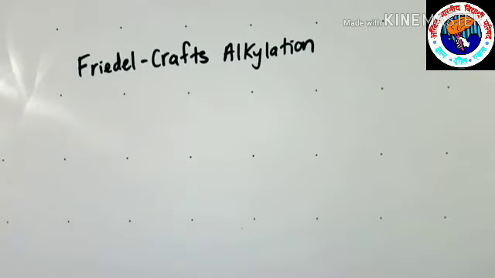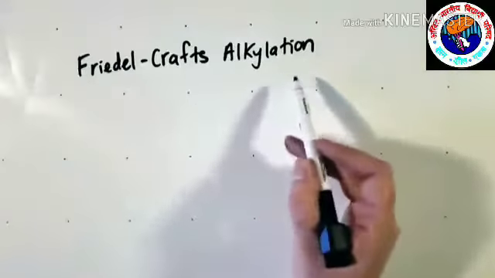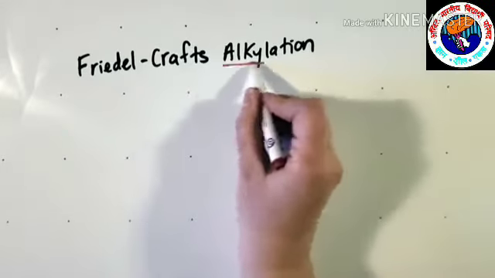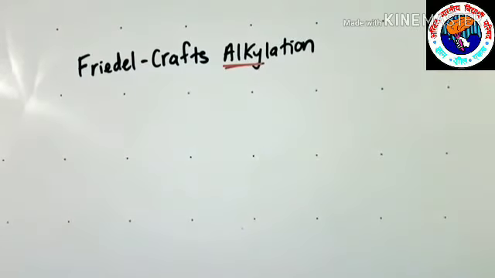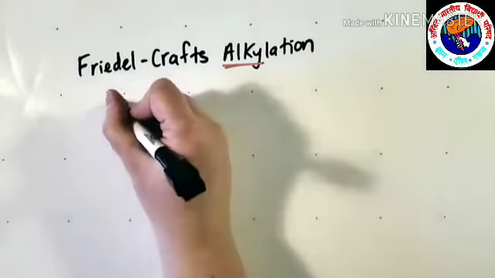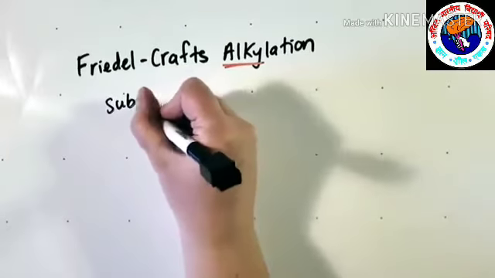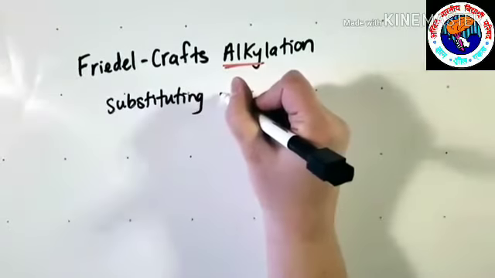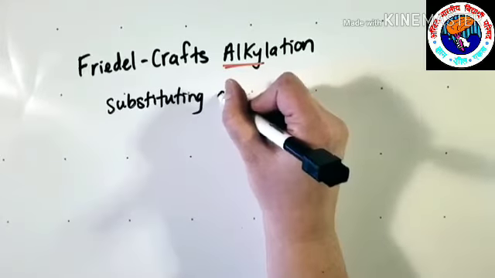All right, so if we think about that word alkylation, we have alkyl, which means we're going to add an alkyl group. So we're substituting an alkyl group onto our benzene ring.